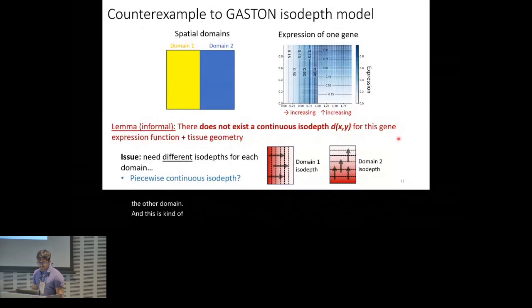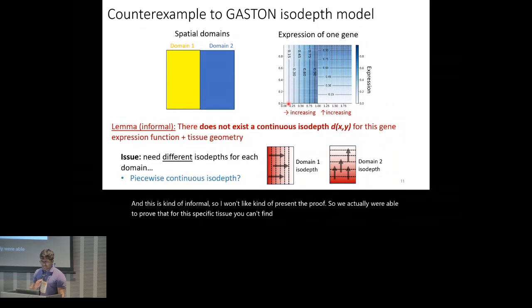So we actually were able to prove that for this specific tissue, you can't find a single continuous 1D coordinate that can describe this expression value. And the reason why is that fundamentally for this tissue, what you actually want is a different coordinate inside each domain.